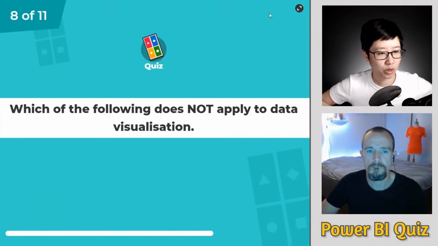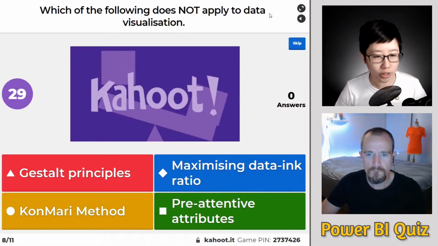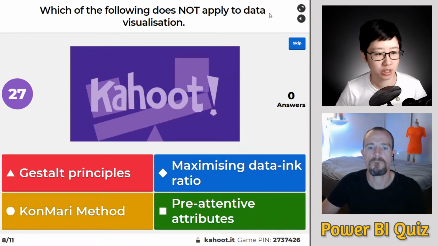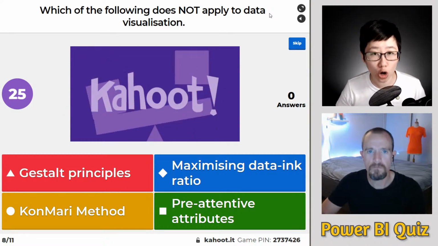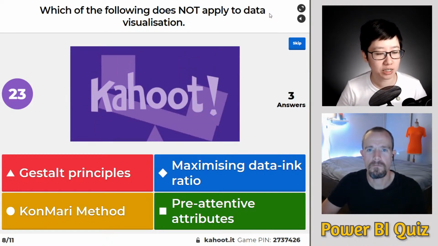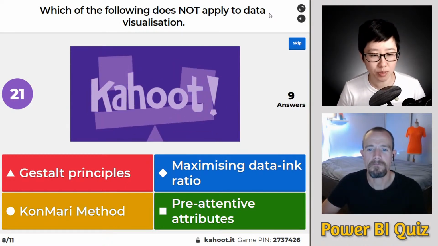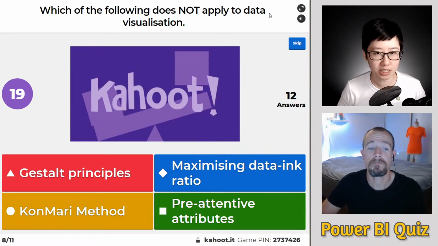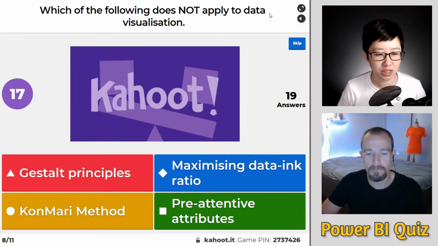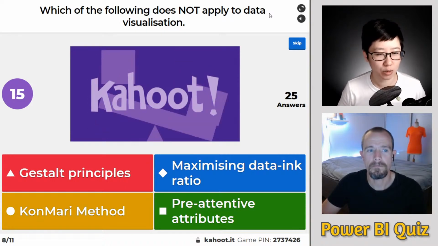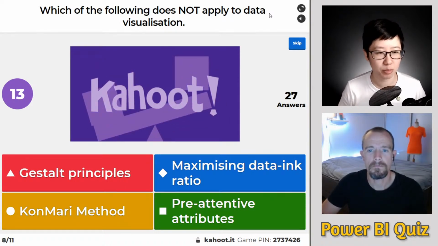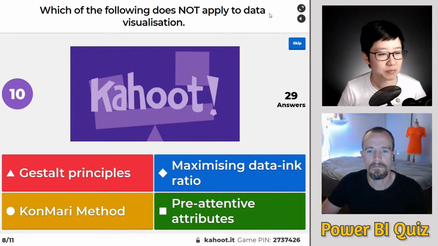Okay, which of the following does not apply to data visualization? Is it the Gestalt Principles? Is it maximizing data ink ratio? Is it the KonMari method? Or is it the pre-attentive attributes? Okay, which of it isn't applicable to data visualization?